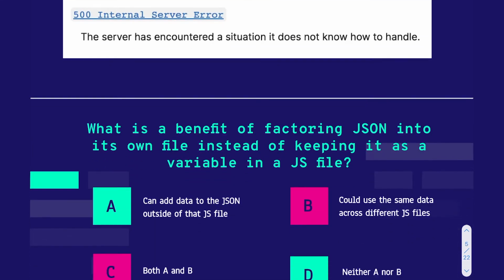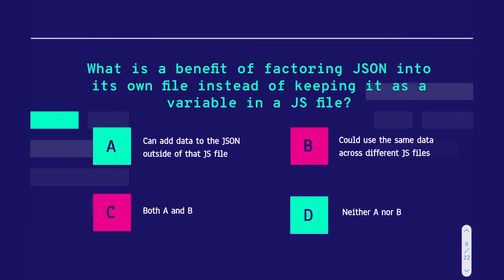All right, next question. What is the benefit of factoring JSON into its own file instead of keeping it as a variable in a JavaScript file? A, you can add data to the JSON outside of that JavaScript file. B, you could use the same data across different JavaScript files. C, both A and B. Or D, neither A nor B. The correct answer here is C.